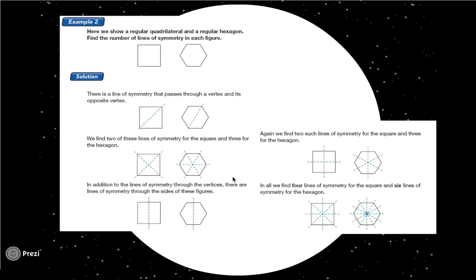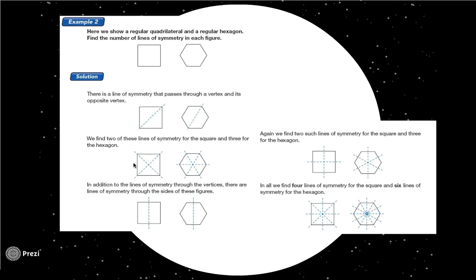All right, here we have a regular quadrilateral and a regular hexagon. So we're going to find lines of symmetry in each of these figures. There's a line of symmetry that passes through the vertex and the opposite vertex, right? Remember, the vertex is where 2 lines meet and it comes to a point. There's a vertex here, and this one does pass through, and it is a line of symmetry. Remember, if you could fold it and it's equal, then it is a line of symmetry.